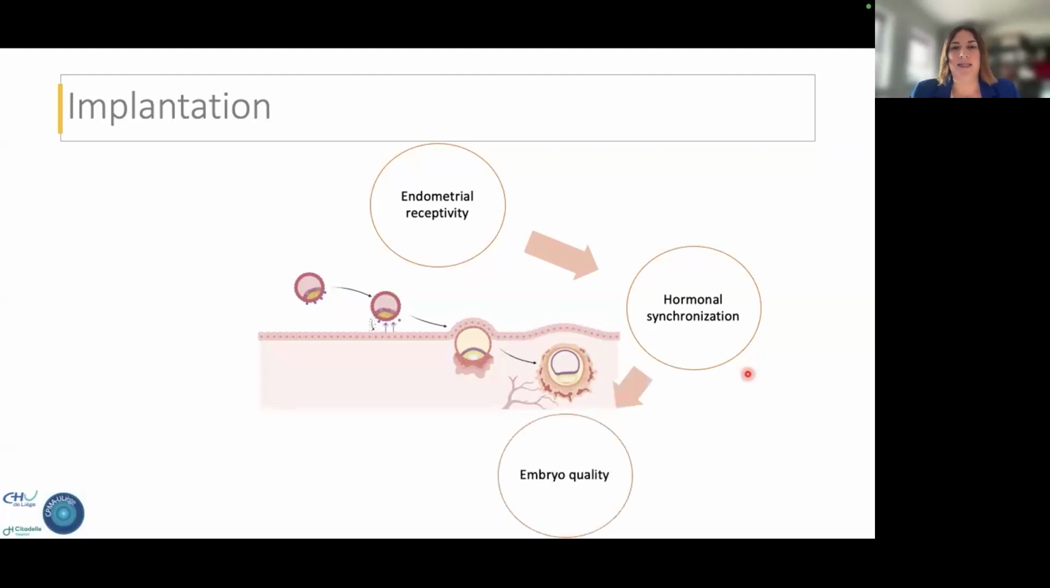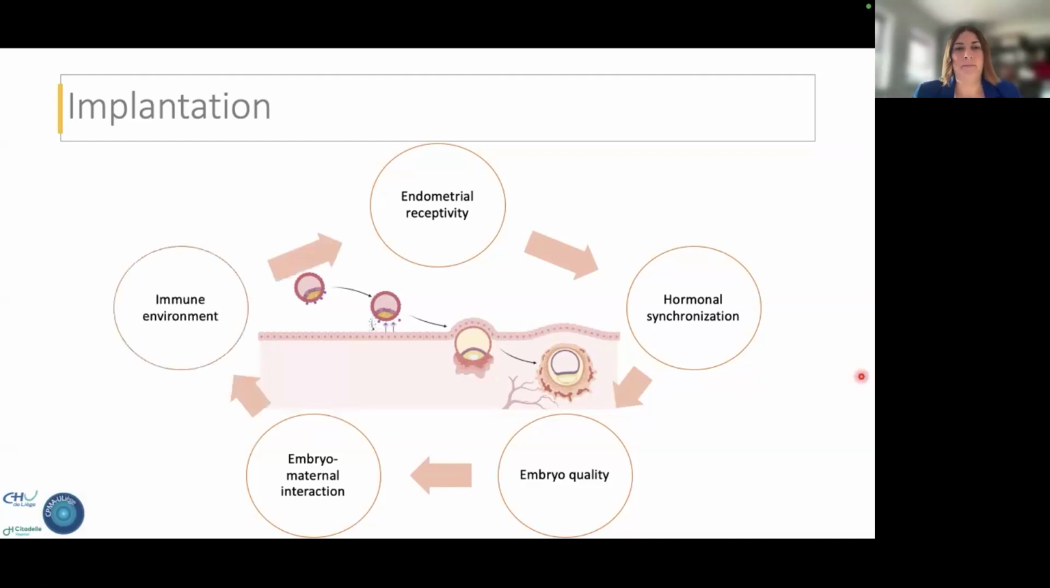Embryo quality is another significant factor. A chromosomally normal blastocyst has a greater chance of implantation success, with metabolic and epigenetic profiles playing a role in this potential. The embryo-maternal interaction is also key, mediated by cytokines, growth factors, and adhesion molecules, which ensure proper trophoblast invasion and attachment of the blastocyst.